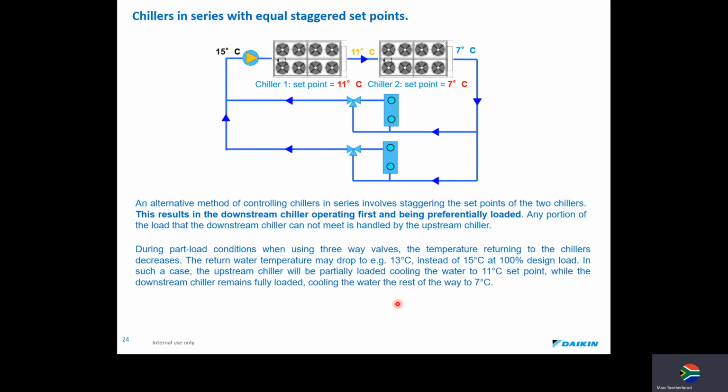During part load conditions, when using 3-way valves, the temperature returning to the chillers decreases. The return water temperature may, for example, be 13 degrees instead of 15 degrees at 100% design load. In such a case, the upstream chiller may be partially loaded, cooling water down to 11 degrees, while the downstream chiller will remain fully loaded, cooling the water the rest of the way to 7 degrees.